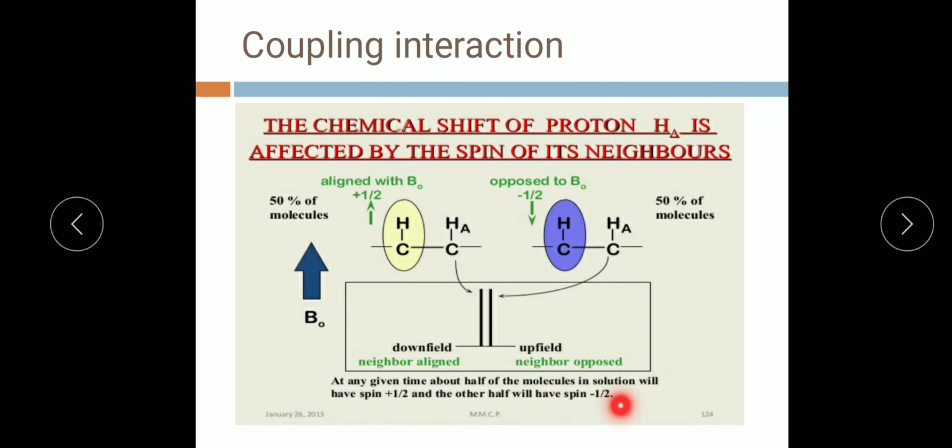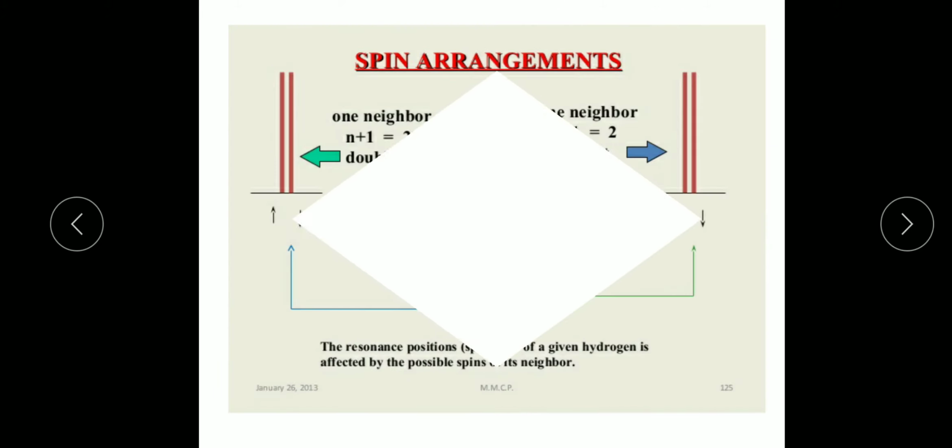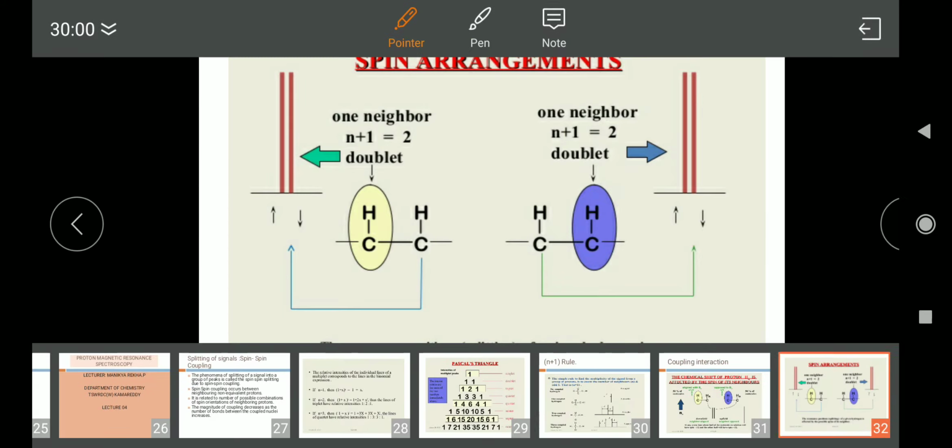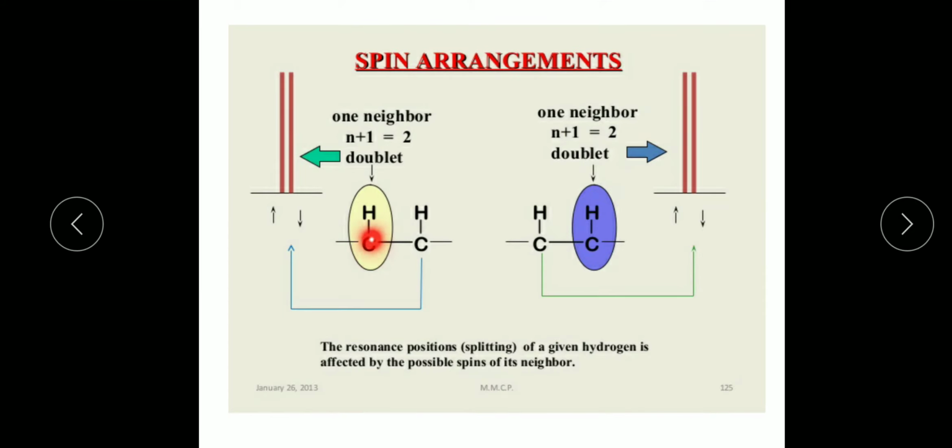Like this the interaction takes place. If you see some more examples here, if you see the spin arrangements, if you take this yellow color proton, how many adjacent protons are there for this proton? One. So according to the n plus 1 rule, you will get 2, that is a doublet. One neighbor proton, so n plus 1 gives 2, a doublet. Here you can see the signal for this proton is a doublet.